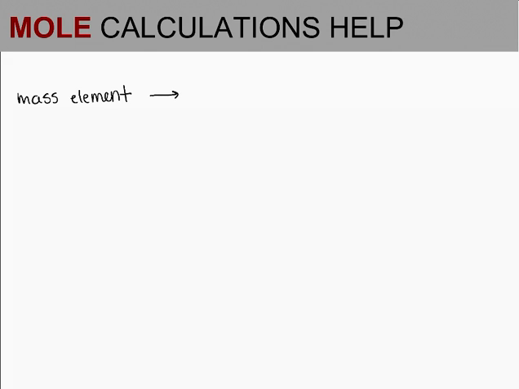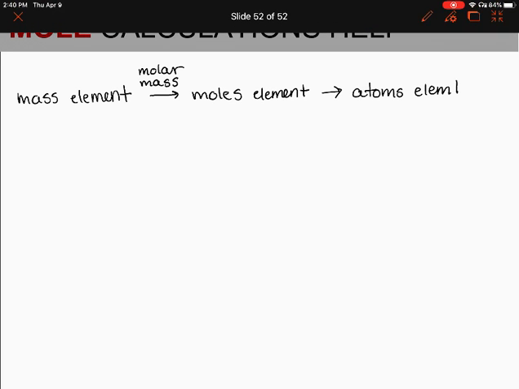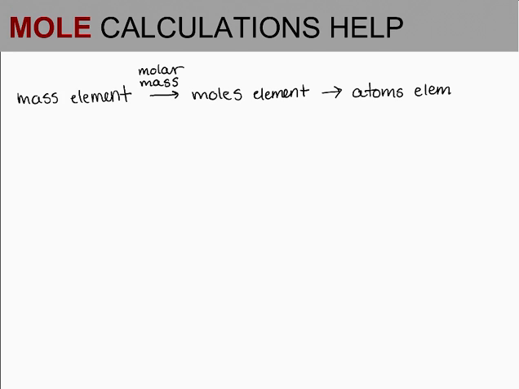You can convert that to moles. And to do that, we would use the molar mass of the element. And then once you have the moles of that element, you could convert that to atoms. Oh, misspelling element here. And to go from moles to atoms, we would use Avogadro's number.